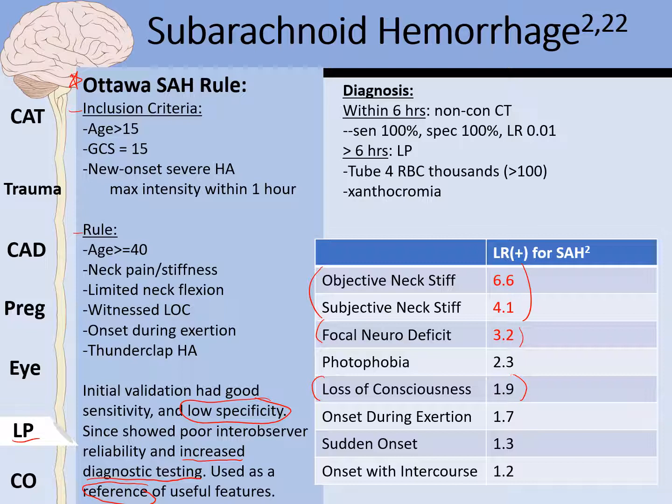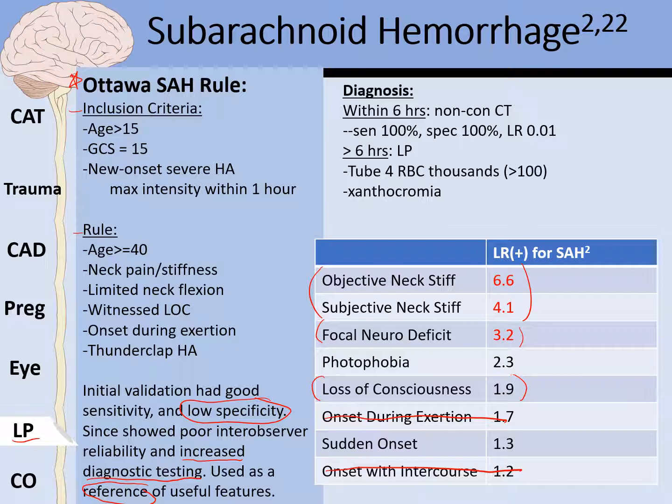Another interesting point in this table is the lack of utility of onset during exertion or intercourse. This is helpful because several Valsalva activities can cause headaches that are non-emergent, such as vomiting or exercise, and so this feature is not an indication for imaging in isolation.